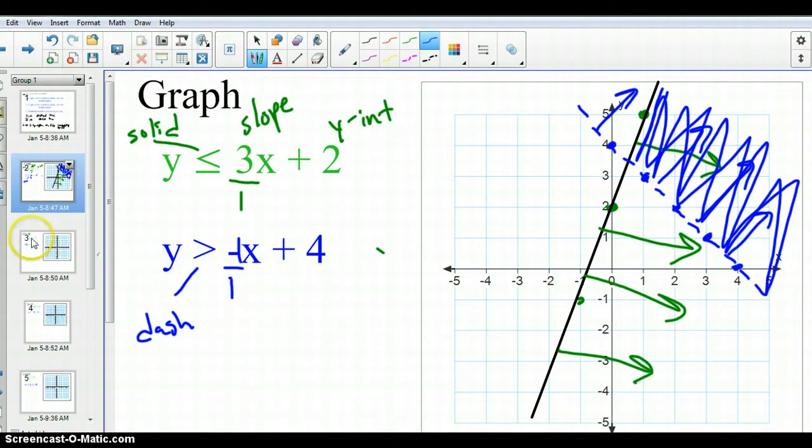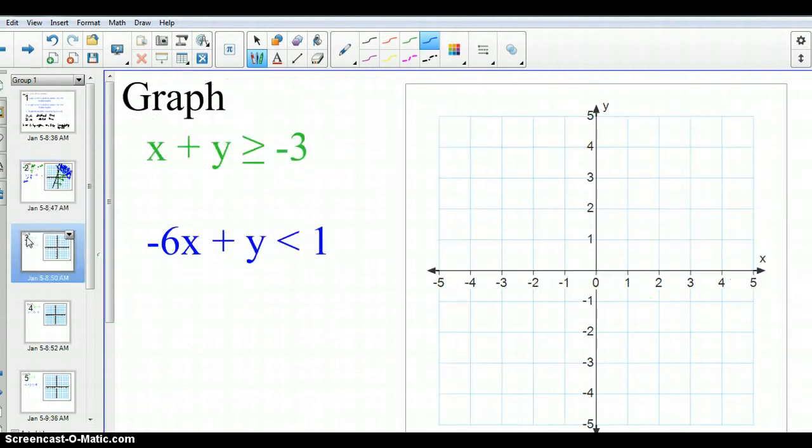Okay. Let's go on to the next one. Now these are both in standard form. What you could do is find your x and y intercepts. So that means I would plug 0 in for y to see my x-intercept would be -3. Plug 0 in for x. My y-intercept would be -3. Or you can change these over to slope-intercept form.